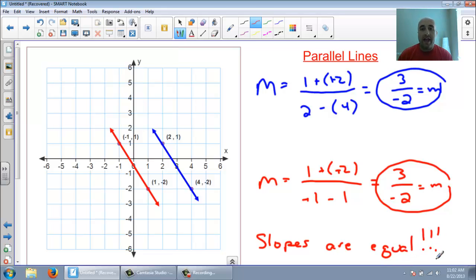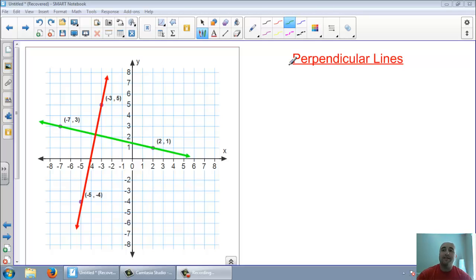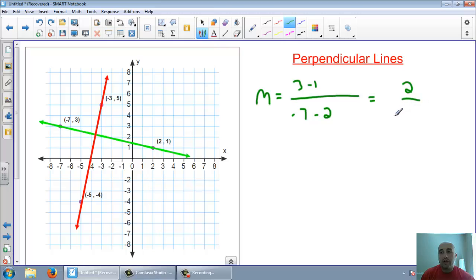And lastly, let's look at perpendicular lines, and we need to figure out what kind of slopes perpendicular lines have. So alright, so we have perpendicular lines here, and we are going to figure out the slopes of the two perpendicular lines. And let's figure out the green slope first. So our y values are 3 and 1. So let's do 3 minus 1. And our x values are -7 and 2. So -7 minus 2 to give us a slope of 3 minus 1 is 2. -7 minus 2 is -9. So the green line has a slope of -2/9.